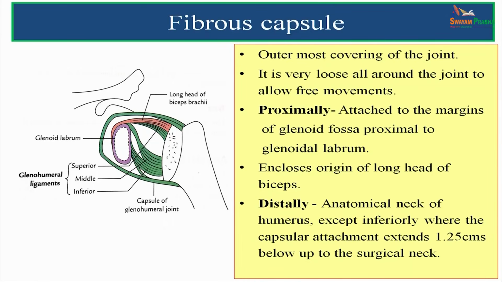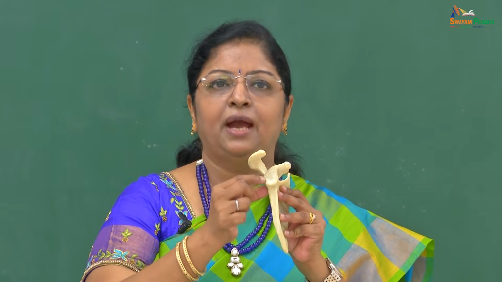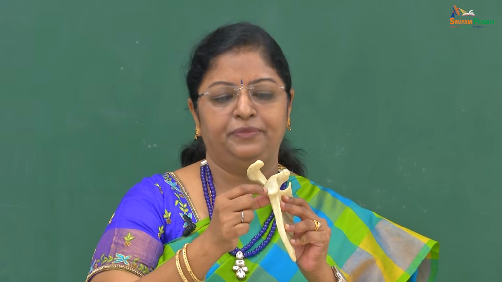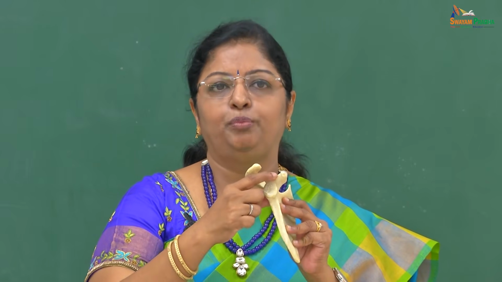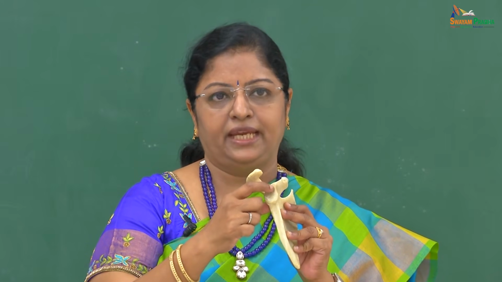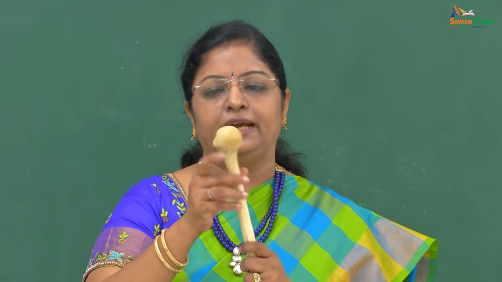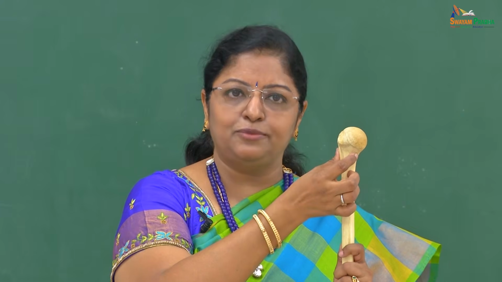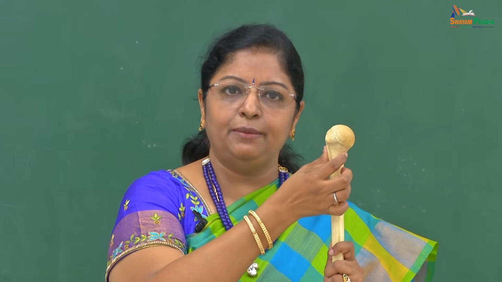To repeat, the fibrous capsule forms the loose outer covering of the shoulder joint. It is very loosely attached, so it can allow free movements of the shoulder joint. Proximally, it is attached to the margins of the glenoid cavity, proximal to the attachment of the glenoidal labrum. Here, it has an opening for the origin of the long head of the tendon of biceps muscle to come out of the joint cavity. Distally, it is attached to the anatomical neck of the humerus, except inferiorly where the attachment extends 1.25 centimeters below up to the surgical neck of the humerus.